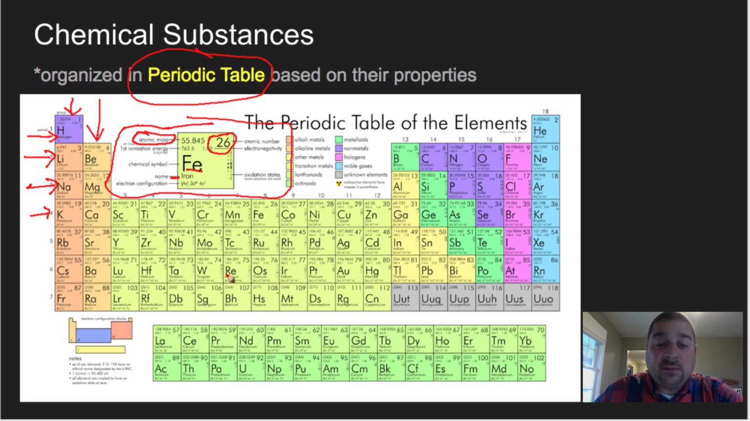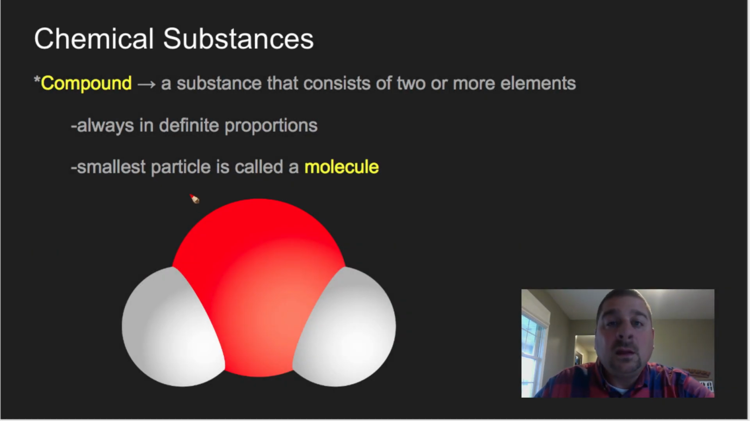So the periodic table is a handy way of organizing all the elements that we know of, and a reference table that we can look up different properties. When atoms from different elements combine, they'll form what we call a compound. That's two or more elements combined together.